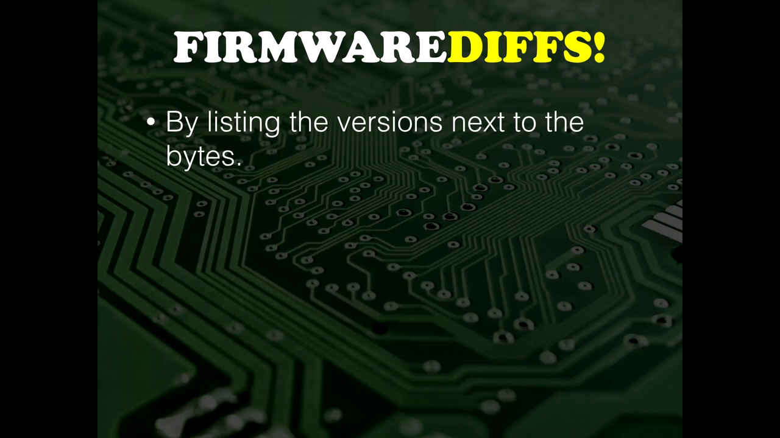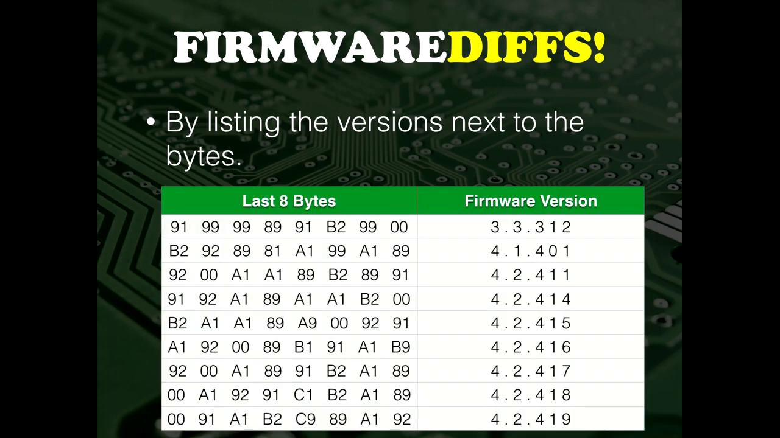So this was actually the eureka moment for our project. What we decided to do is to write those 8 bytes just next to the firmware version, right? So this is from 3.3.312 and whatever, right? And look at this. There's some kind of obvious pattern in here.